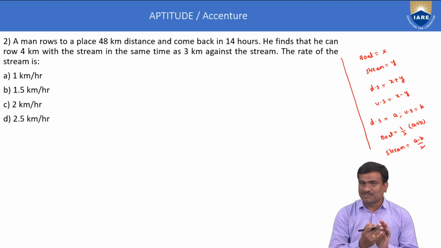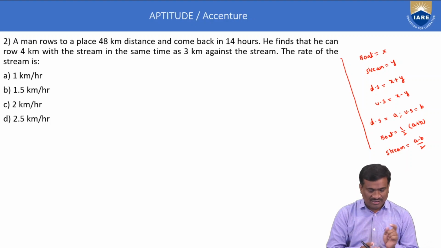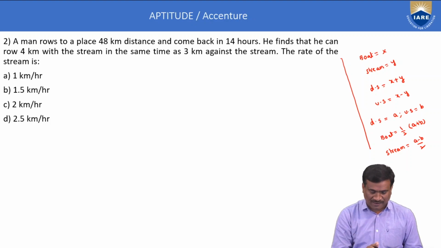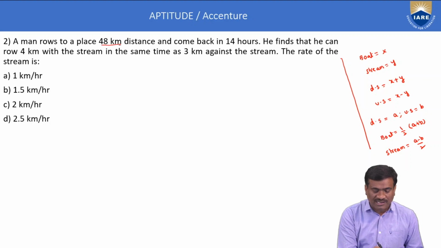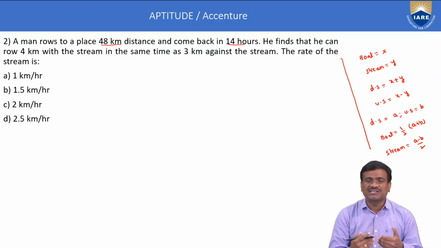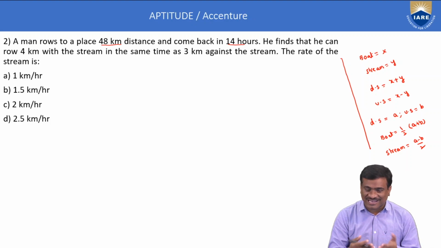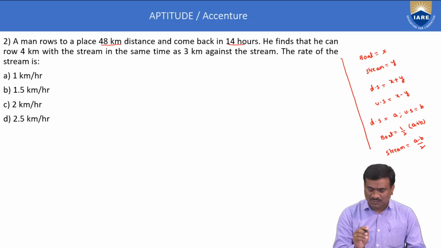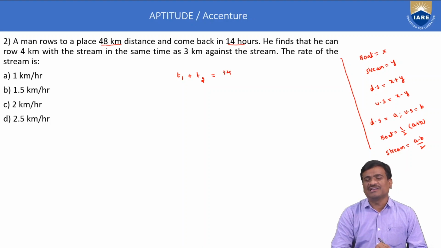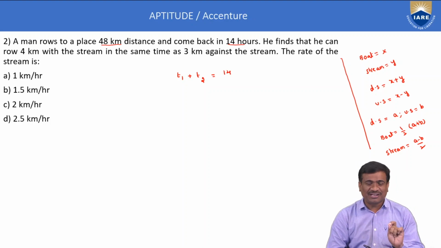Next, the second example, using the same technique. Here, a man indicates the object speed, either boat or man. The total distance is 48 kilometers and the total time is 14 hours. Total time means downstream time plus upstream time is equal to 14 hours. Suppose we consider T1 plus T2 is equal to 14, where T1 is the downstream time and T2 is the upstream time.